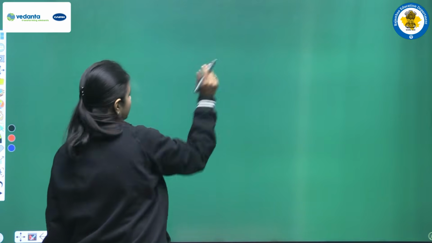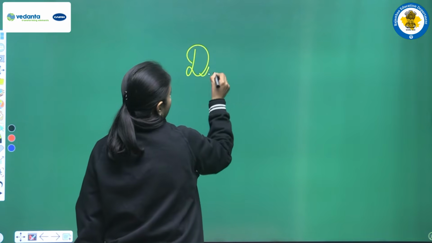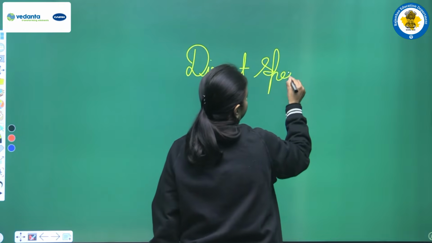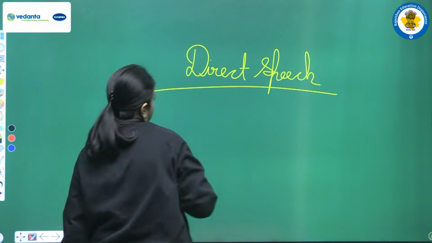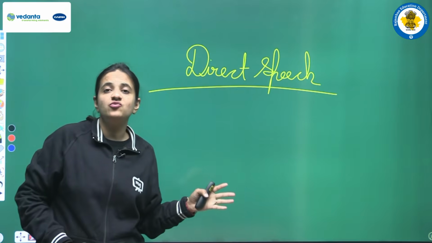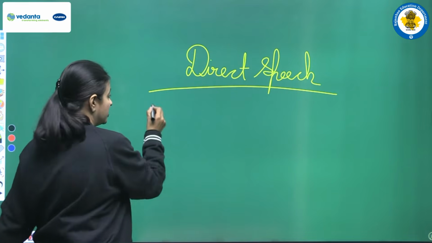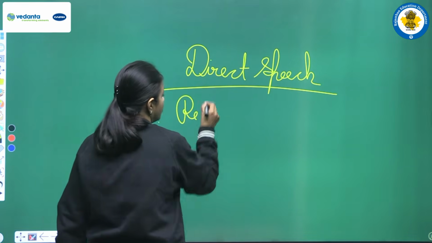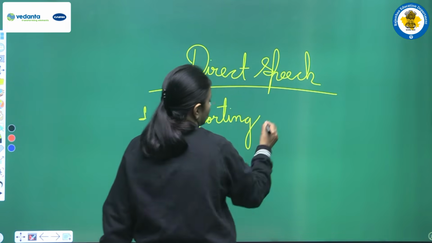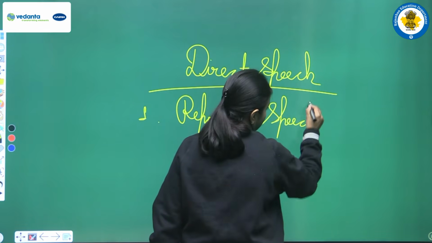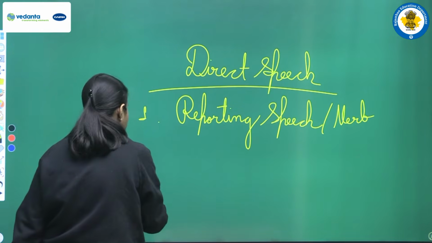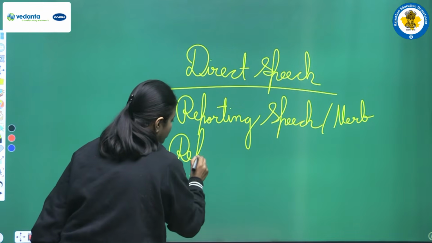So students, look here. Now we are talking about direct speech. We have discussed that in direct speech we have a sentence, and in that sentence we have two parts. First part is known as reporting speech, and yes, it is also known as a reporting verb. Second part is known as reported speech.